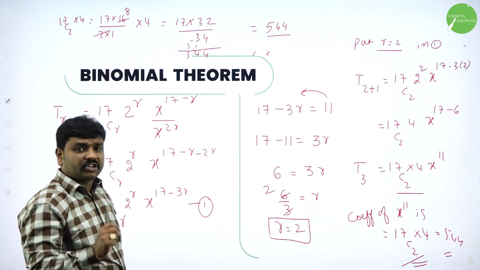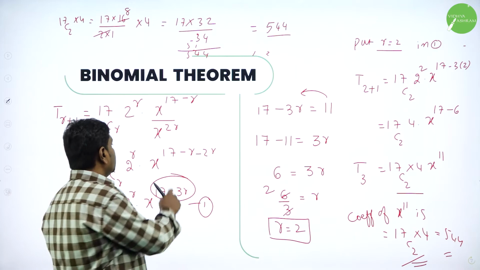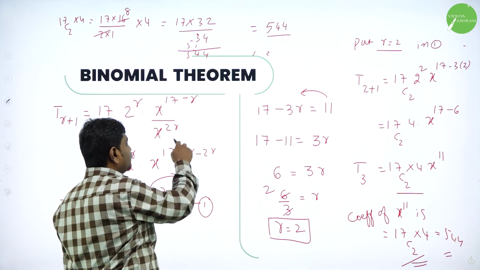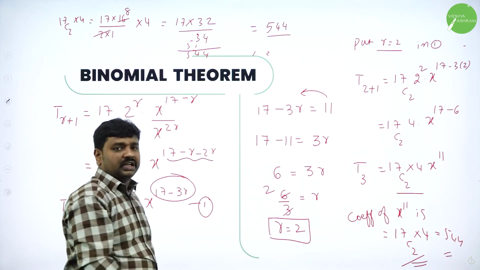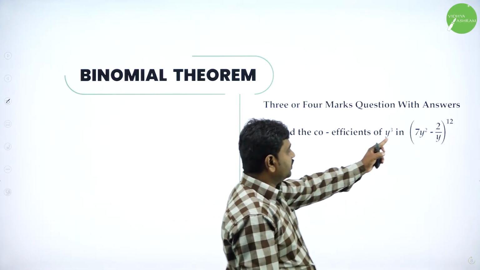So the coefficient of x power 11 means the power of x, that is 17 minus 3r, you should equate it to 11. But there are two terms with x, so compress it using the law of indices and make a single term and equate it. Find the coefficient of y power 3 in this.